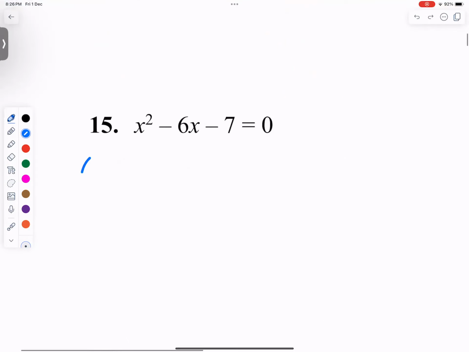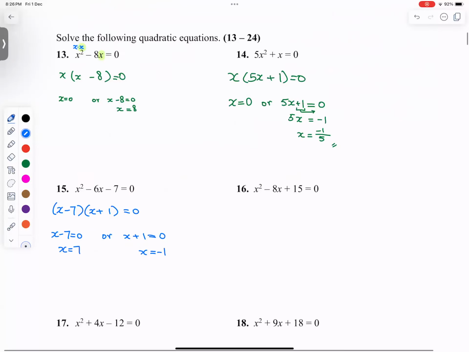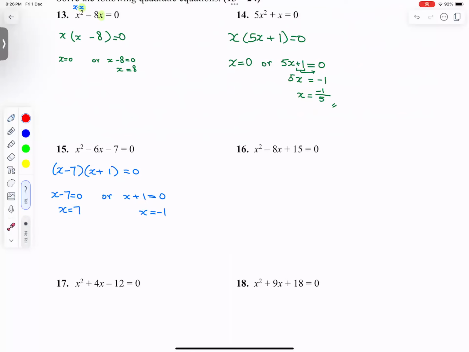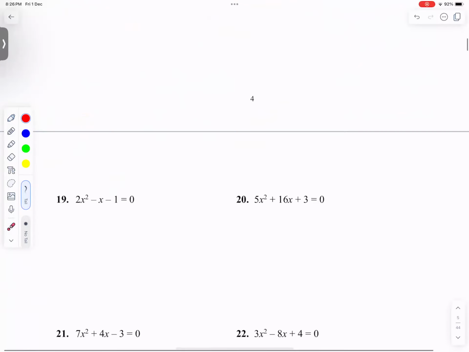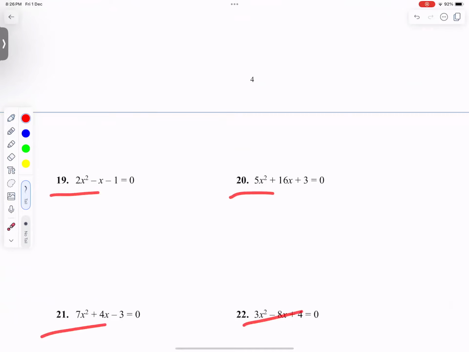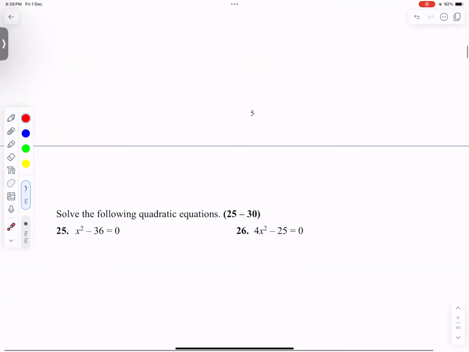X minus 7 and then x plus 1. So we know that x minus 7 equals to 0, or x plus 1 equals to 0. So since you already got this part, you can do 16, 17, 18 on your own. Same for these. These all you can do on your own already.